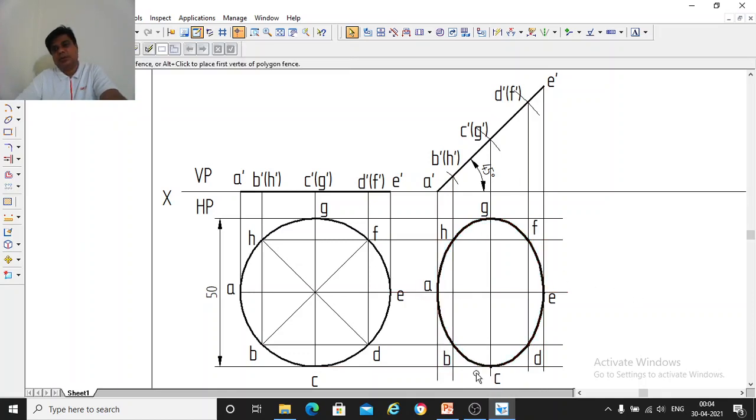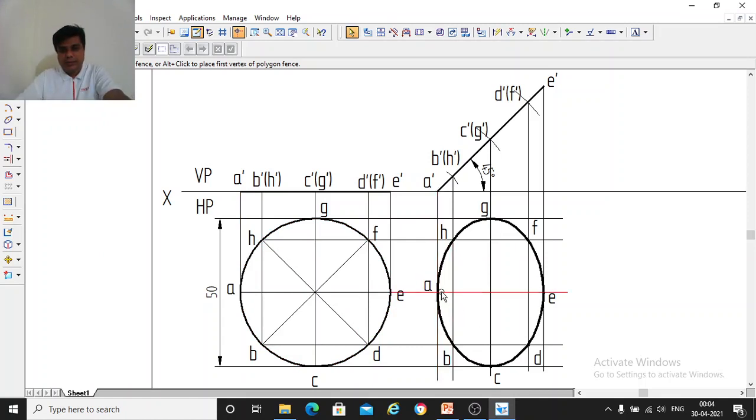So these points are there again on the circle. So now the plane is resting on this point A on the HP. So through this point A, this line AE is the diameter. AE is the diameter of the circle which is passing through the point A, and the lamina is lying on point A on the HP. So it is resting on the point A on HP.